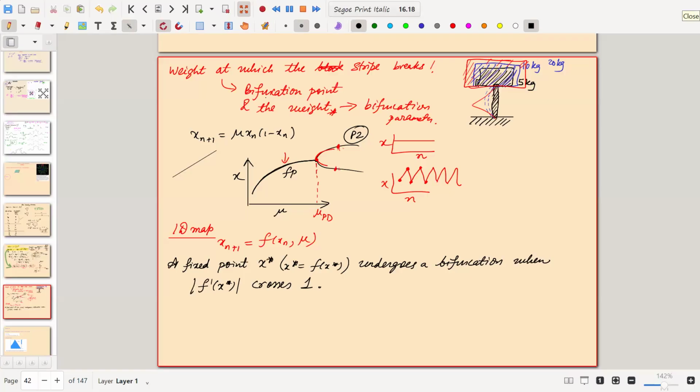So we'll play around with the derivative. This is the definition of the bifurcation. A one-dimensional map, x n plus 1 equals f of x n, undergoes a bifurcation when the absolute value of the derivative at the fixed point crosses 1. The moment it crosses 1, there is a bifurcation. If it doesn't cross 1, there will be no bifurcation. We'll see this in action.